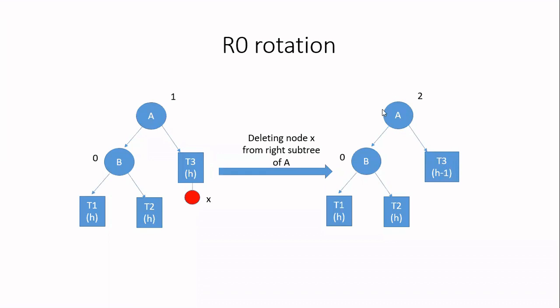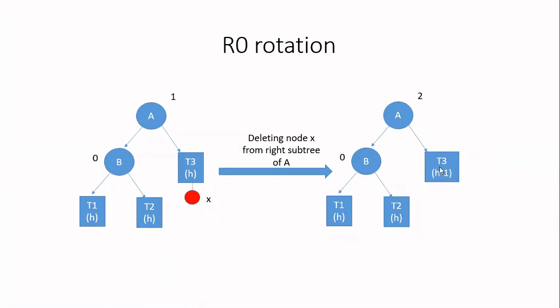Now you focus on this A. What is going to happen to the balance factor of A? With respect to the left subtree, we have H plus 2 as the height. And with respect to the right subtree, we have the height as H minus 1 plus 1 link.